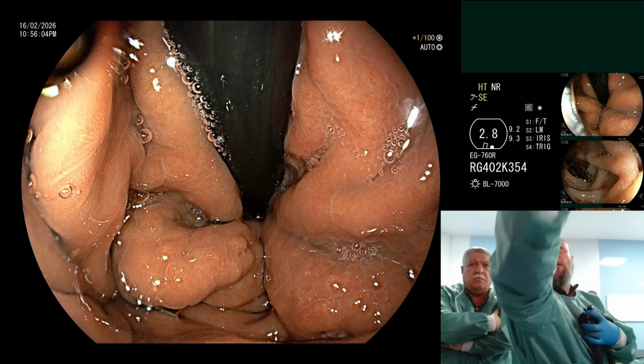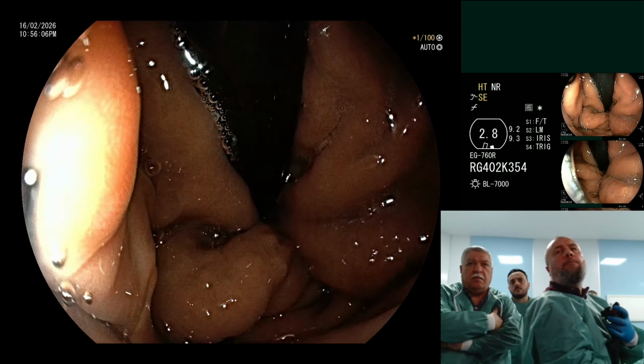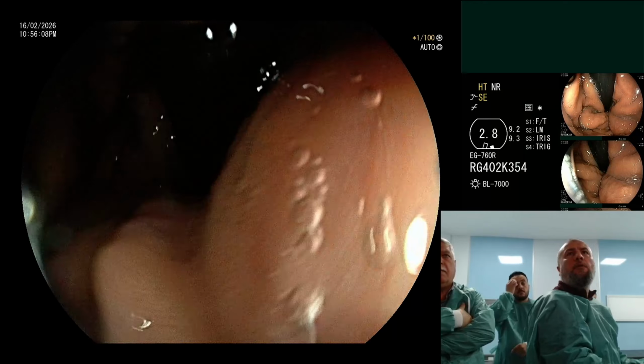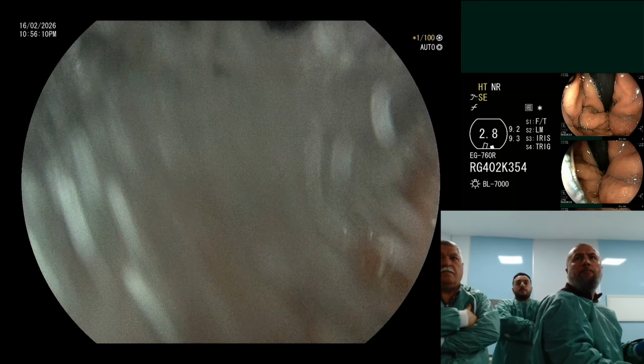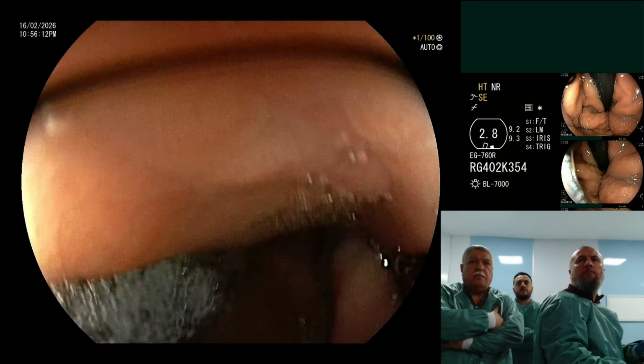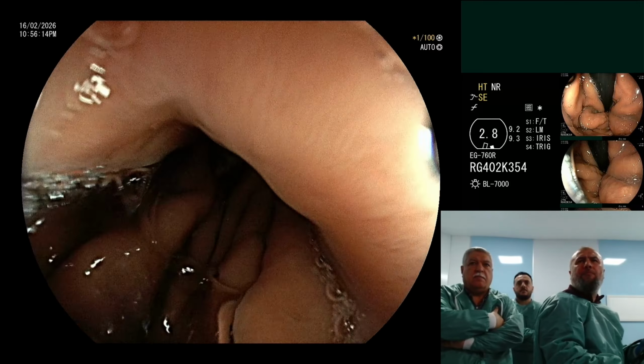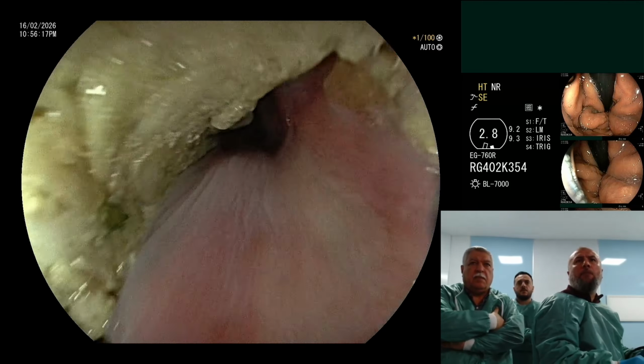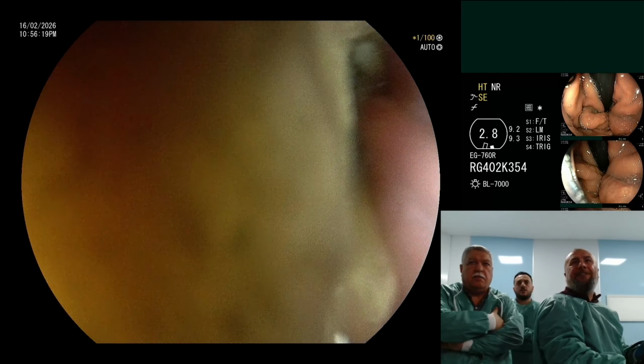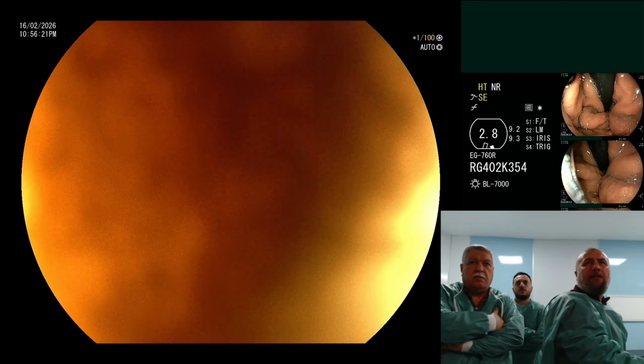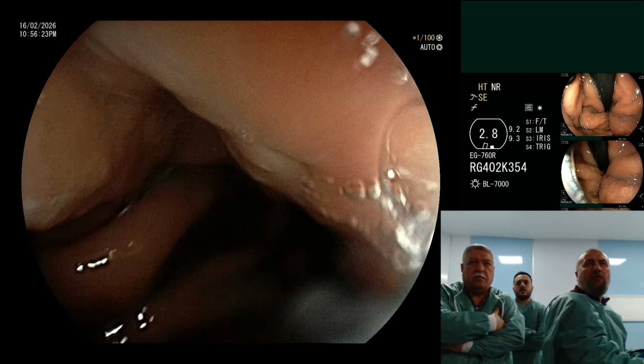So this is the plan when we are facing an emergency case with food impaction: to assess the part distal to the food portion, whether it is intact or there is a mass or a stricture, to avoid pushing the food particles against a stricture or mass that can cause harm to the patient. So at this moment we decide to push the food particles to the stomach.